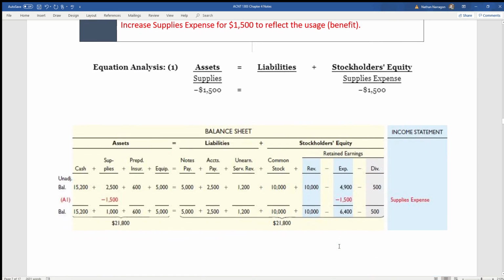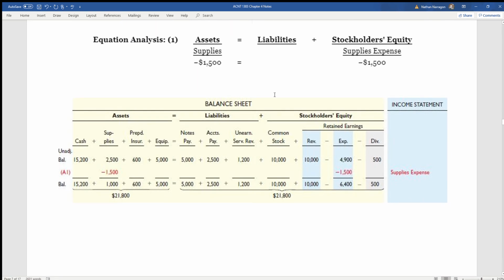Okay. And then of course, here's an example. Here's what's showing on the table. So we have adjustment 1, A1, and it shows our supplies, and then we can see right here on the balance, it does match our physical count now. And then over here, we have our expense being adjusted, and then supplies expense here on the income statement column.